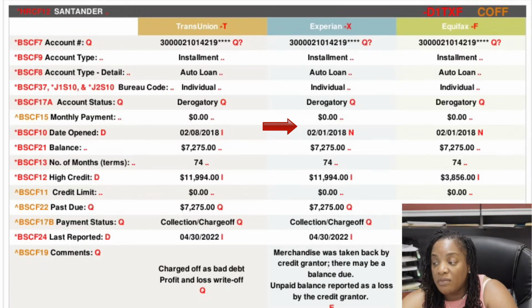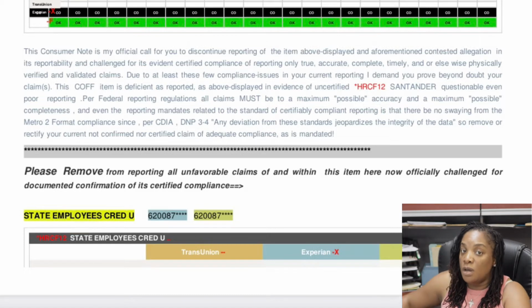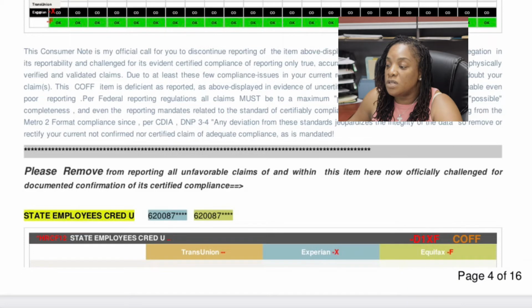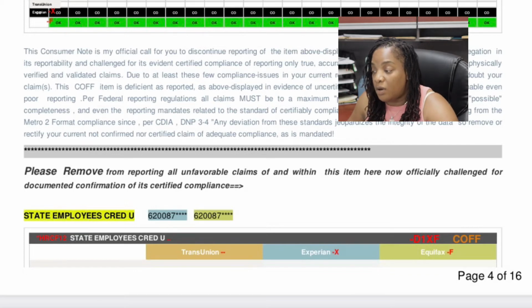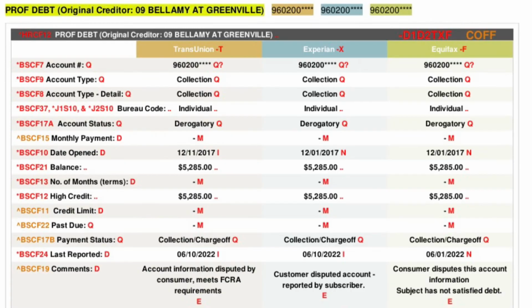At the end of every coded image, I put some verbiage for the reasons why I'm disputing, and I put some codes in there as well. Then of course I say, please remove from reporting all unfavorable claims of and within this item here, now officially challenged for documented confirmation of its certified compliances. Okay, and last I'm going to show you a collection, because we did personal information and a charge-off, and now I'm just going to show you a collection real quick.